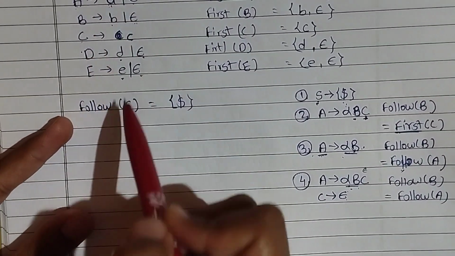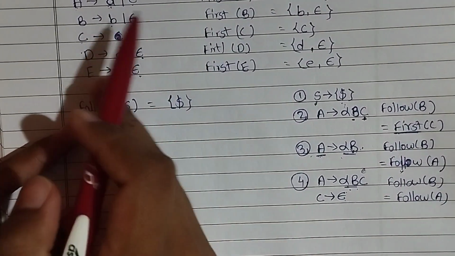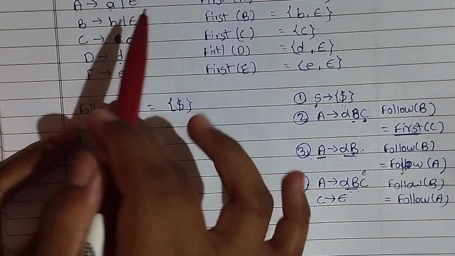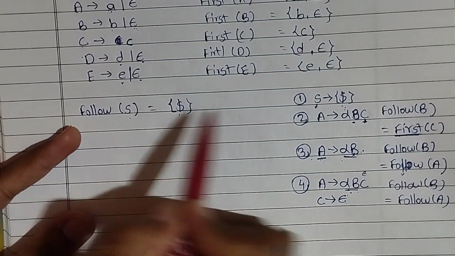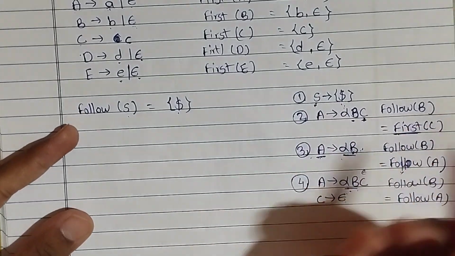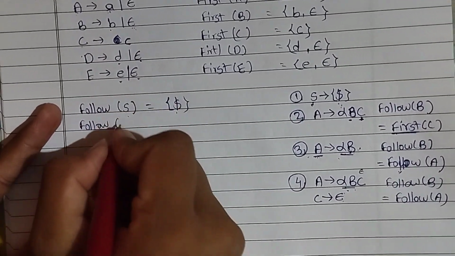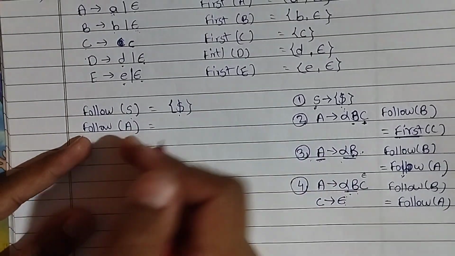So first we see the follow of Yes. On the right side of the grammar, Yes is not present, so nothing is followed by Yes. So we only consider the dollar symbol. Now follow of A.